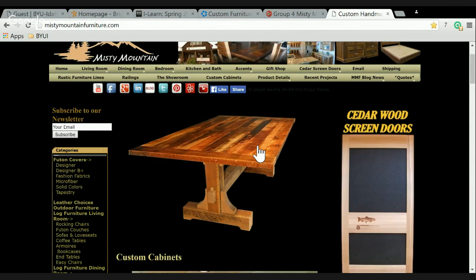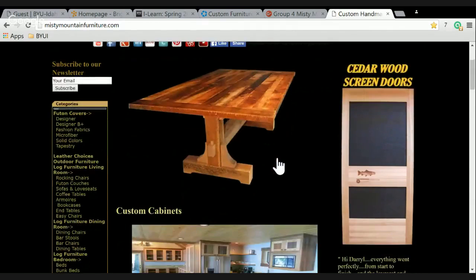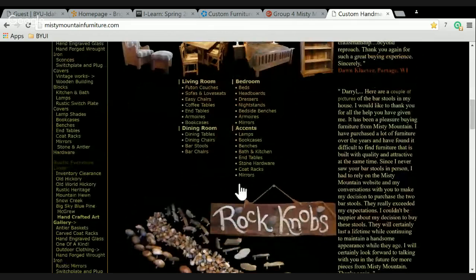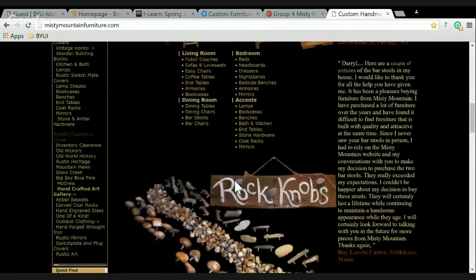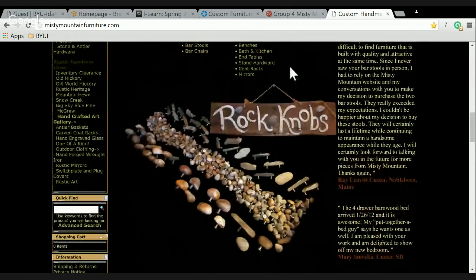I will be presenting about Misty Mountain Furniture, which is a small hand furniture company located in Sandpoint, Idaho, and they're currently on the market for $274,000. They specialize in making custom cabinets and different types of furniture, as well as beds and all sorts of different things. I'm presenting on the free cash flows, net present value, and the IRR.